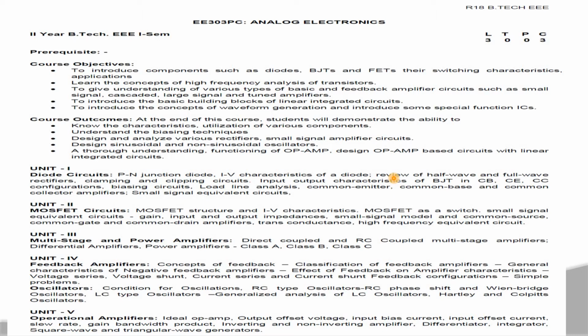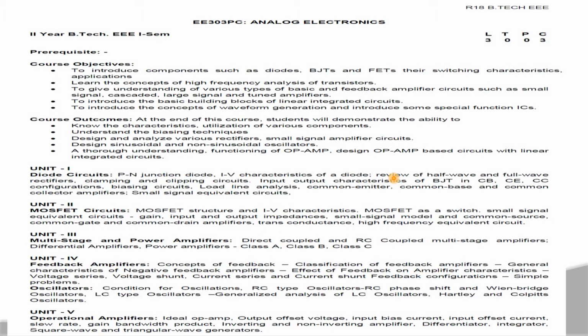All these things are going to be discussed, and how you can connect many CE configuration BJT transistors to configure a multi-stage amplifier. What are the different techniques, like direct coupled and RC coupled? Direct coupled means direct connection. RC coupled means we have RC components taken as the coupling element between two succeeding stages to define the multi-stage amplifier.